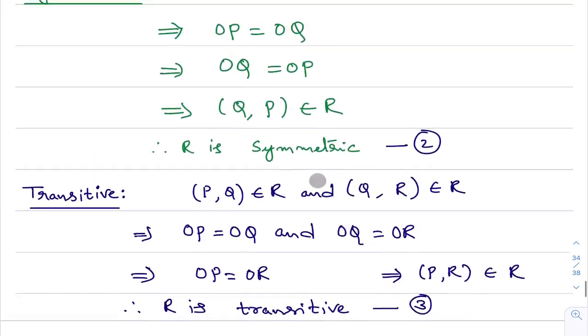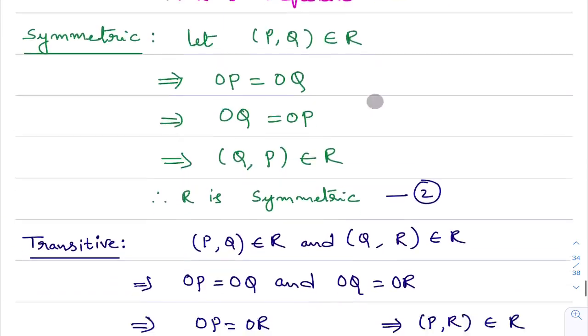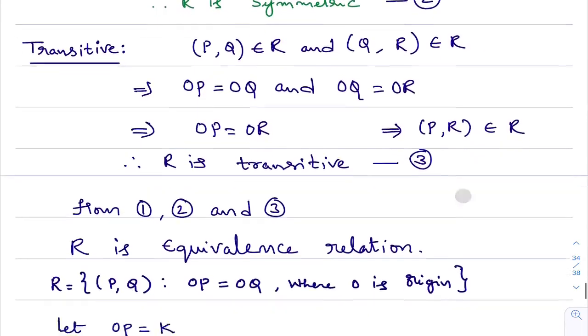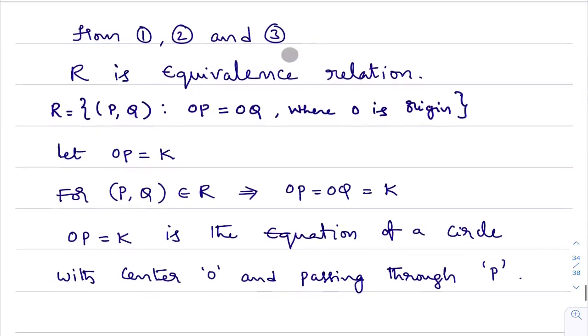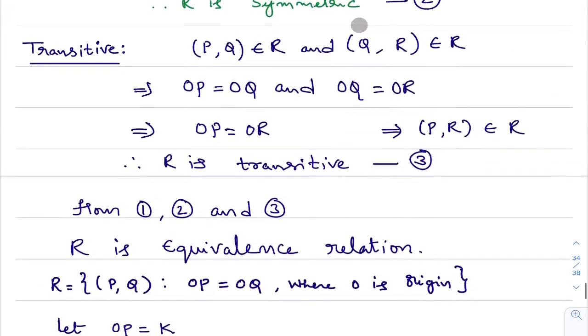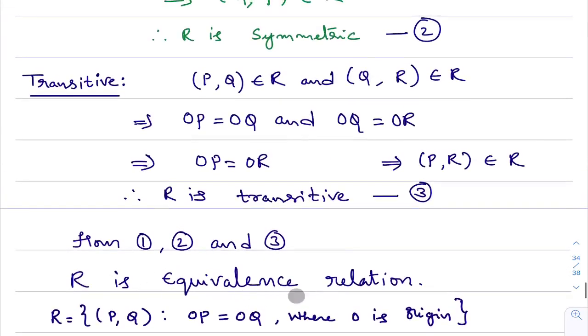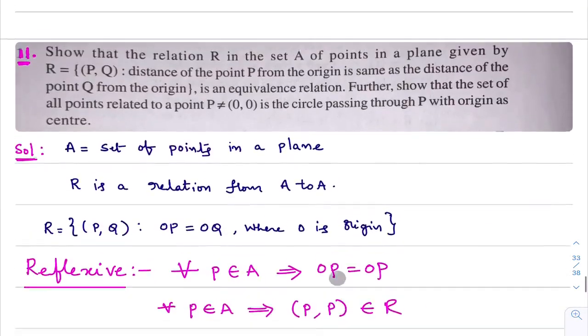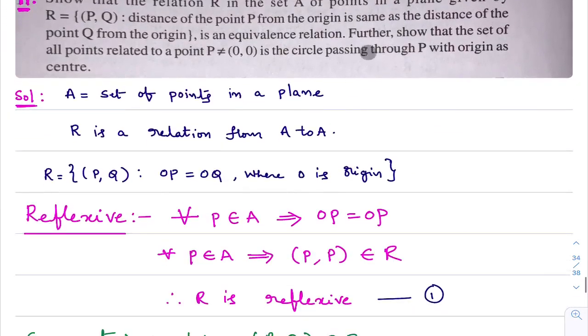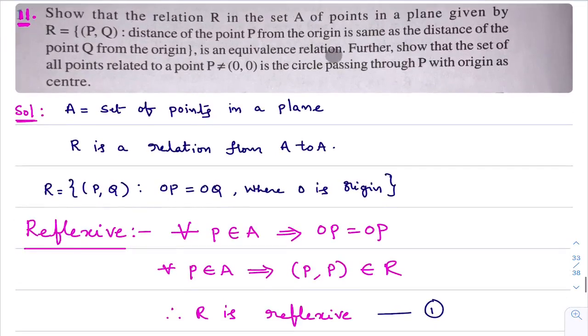So 1, 2, 3 tell you what? This 1 is reflexive, 2 is symmetric, 3 is transitive. It is reflexive, symmetric and transitive, therefore it is an equivalence relation. So in this question I completed up to this part: R is an equivalence relation.